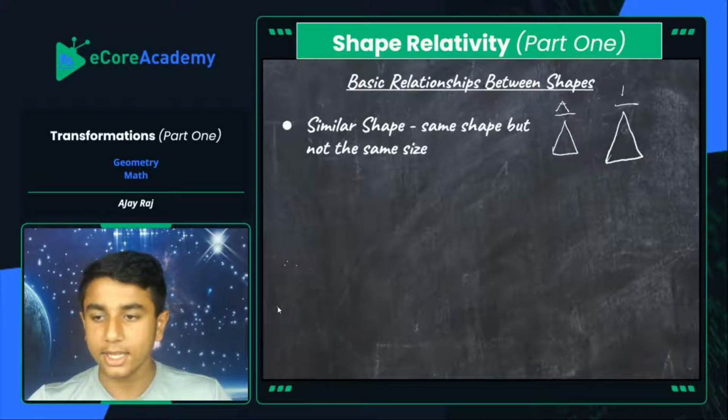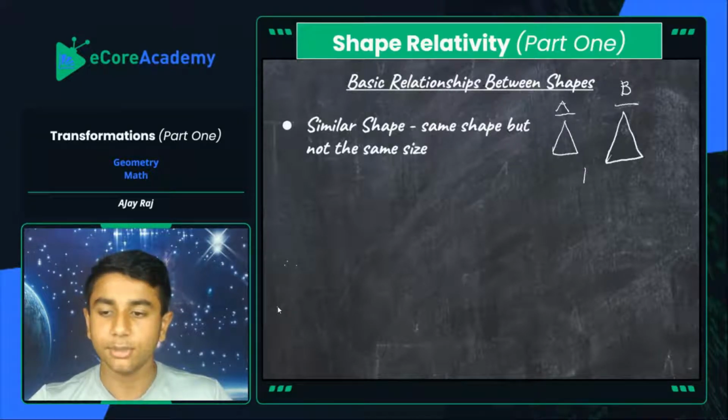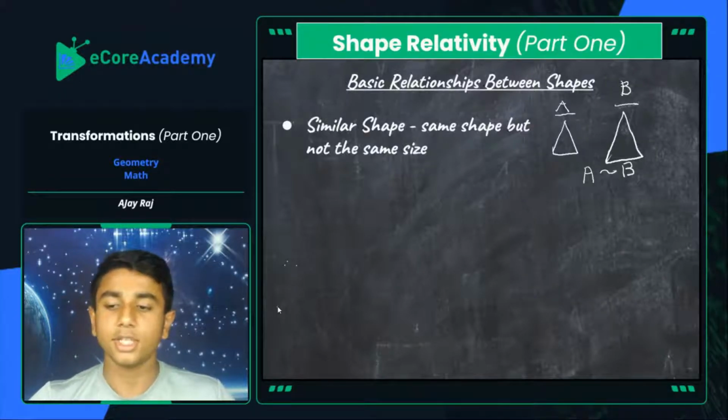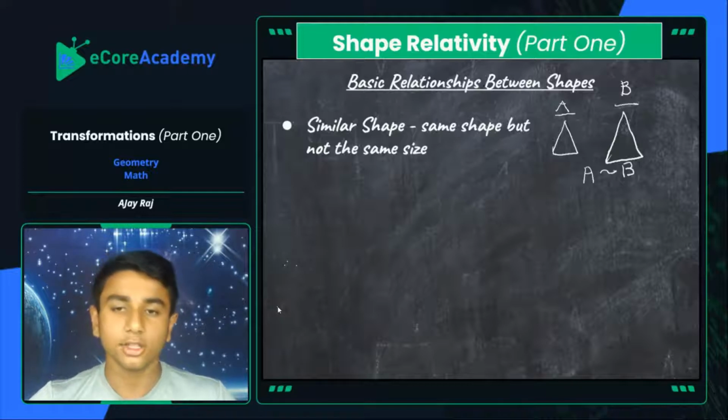What I can say is triangle A and triangle B are both similar to each other, and the similarity sign is this little squiggle right here. That's how you express similar figures. So I'm going to say triangle A is similar to triangle B. That doesn't necessarily mean they're the same size, as you can obviously see with the naked eye that they aren't the same size.